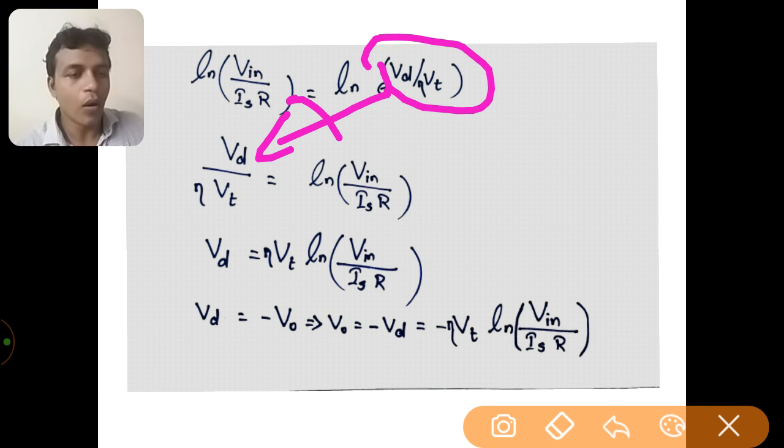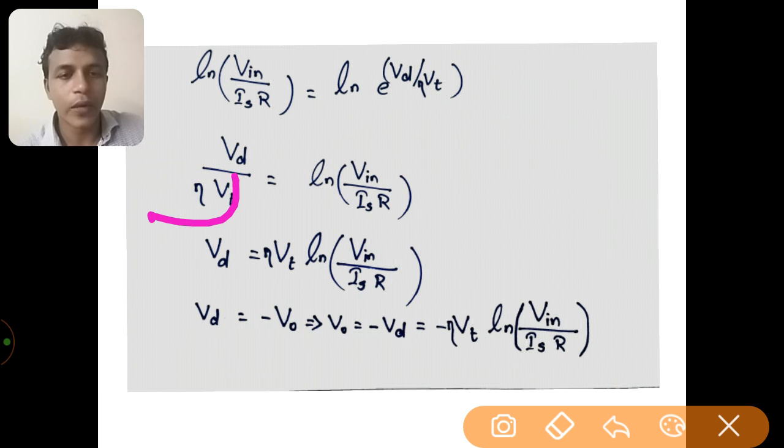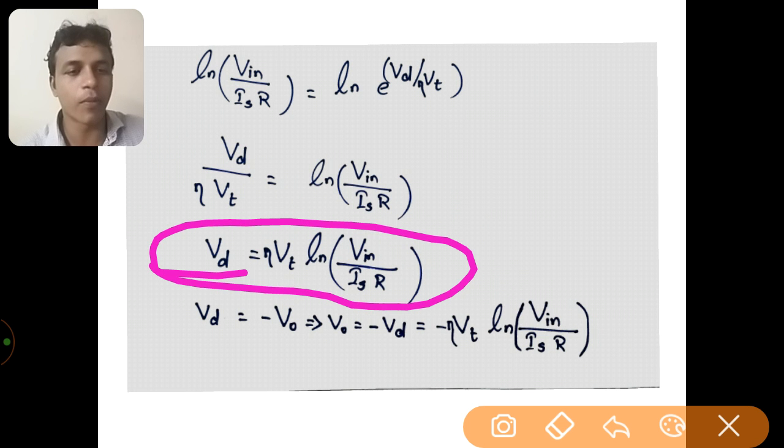Then we are going to take eta times Vt to the right hand side. So that becomes Vd equals eta into Vt into natural logarithm of V in divided by Is into R.